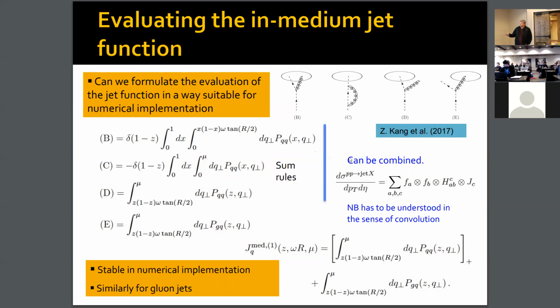We can make this quantitative, and here are those diagrams expressed in terms of the in-medium splitting functions and the corresponding kinematic cutoffs. We can add all of those diagrams which contribute to one loop and find an expression for the in-medium contribution to the jet function. It has to be understood as a distribution. It happens to be a plus function, and somewhere in the TMD book, we've defined what the plus function means. That's how it has to be understood. Similarly, it can be calculated for gluon jets. That was just one specific example for quark jets.